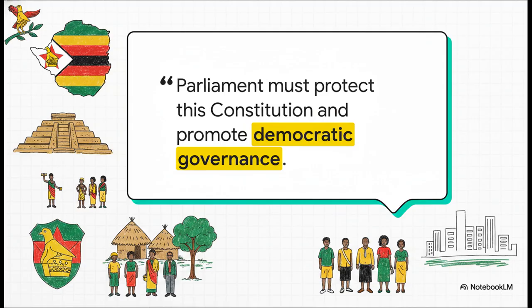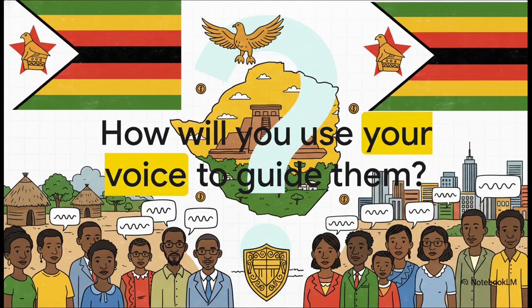And that brings us to the most important takeaway of this entire explainer. Parliament makes the laws, yes, but they work for you. They are your National Village Council. They were created by your vote, they're funded by your taxes, and they're told by the Constitution to protect your peace. So now that you know exactly how this system works and how it makes sure your youth and your elders are represented, the final question is simply this. How are you going to use your voice to guide them?